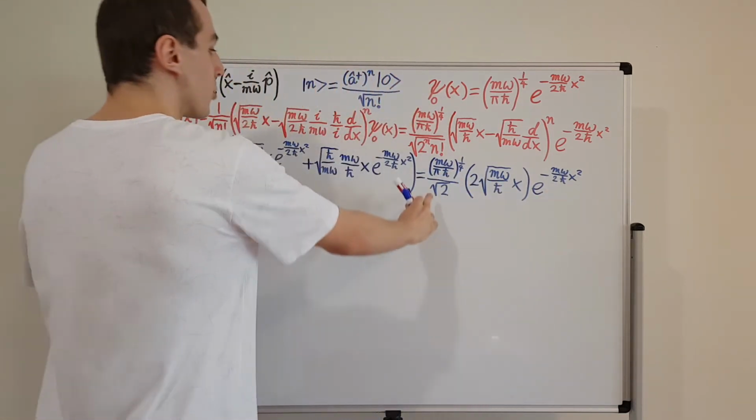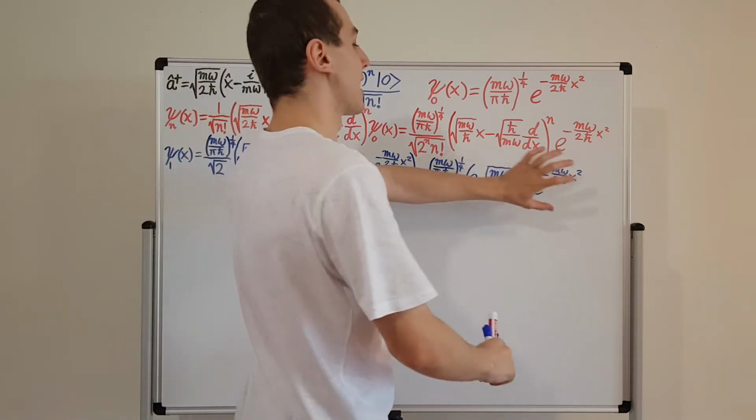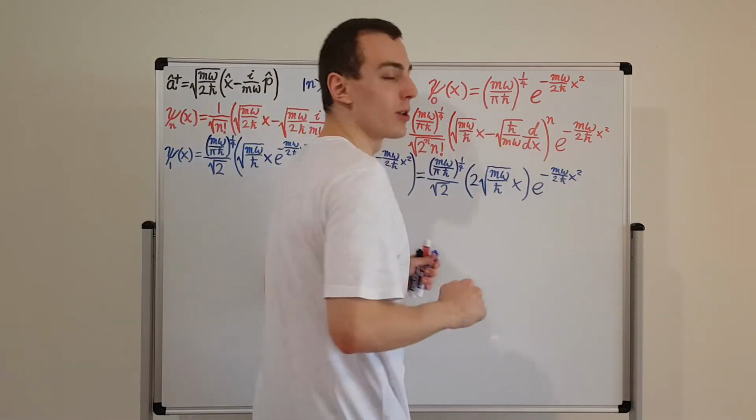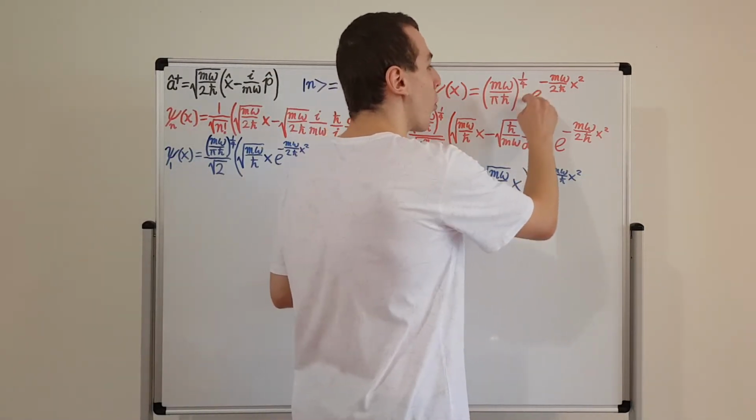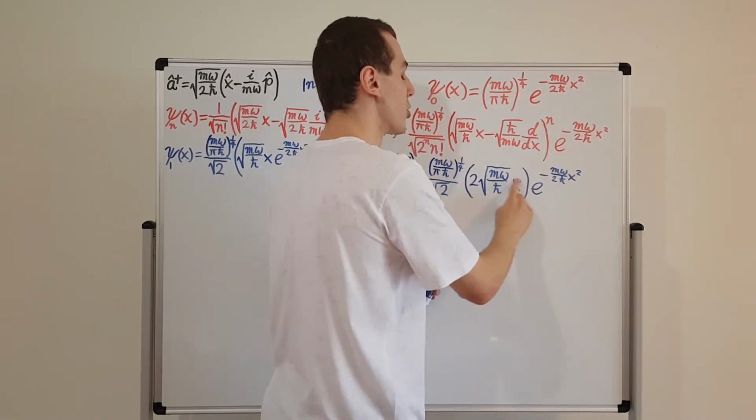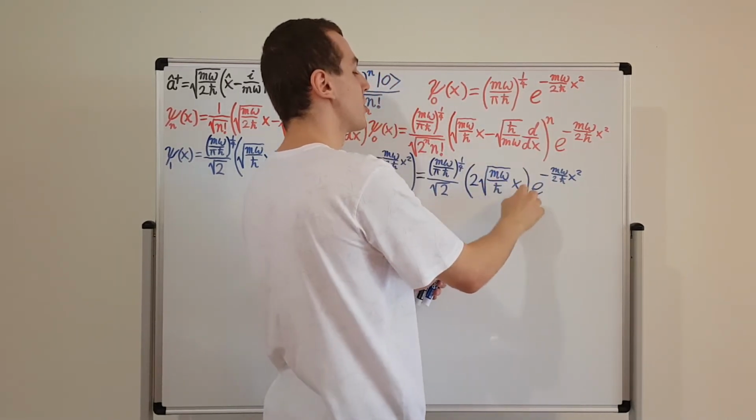We still have that same normalization coefficient. We just group these guys together. This guy also has a polynomial inside it, but that polynomial is just 1. But this guy has a linear polynomial over here. So we have 2 times this factor times x.